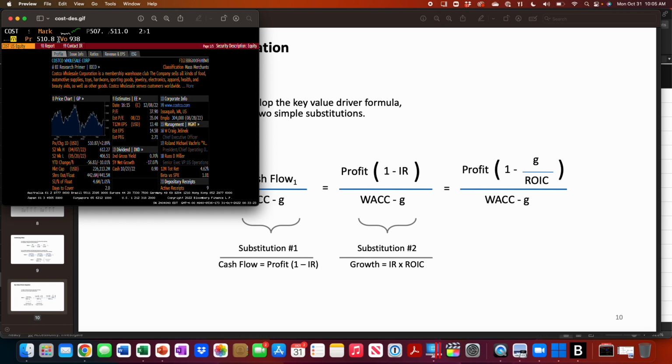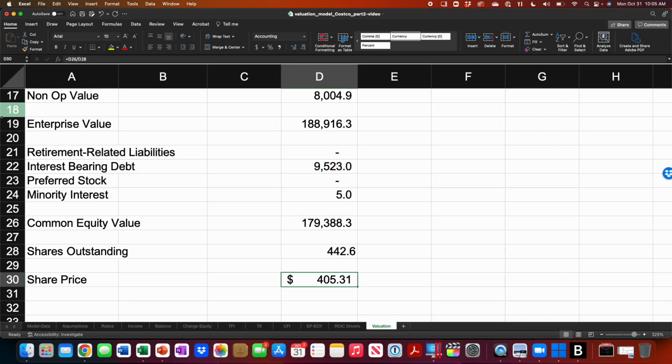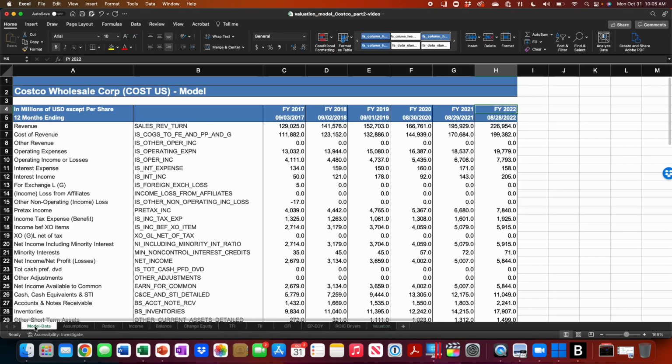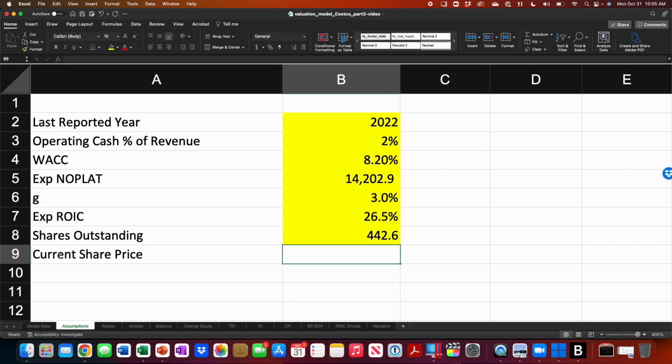Okay? So what I'm going to do is I'm going to come back here and under assumptions, current share price. What did I say, 510.80? Is that right? Okay, thank you. All right. Make that dollars yellow.